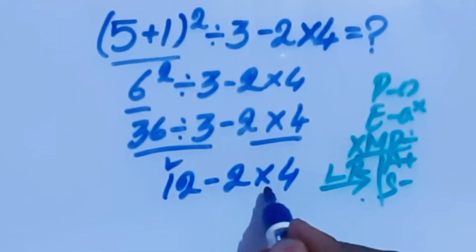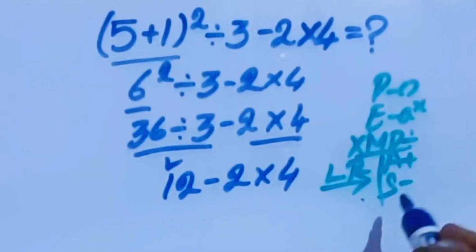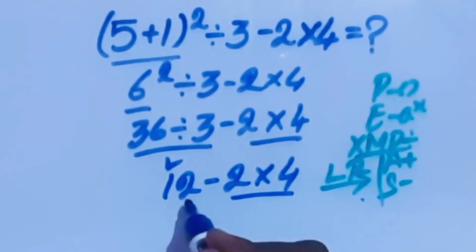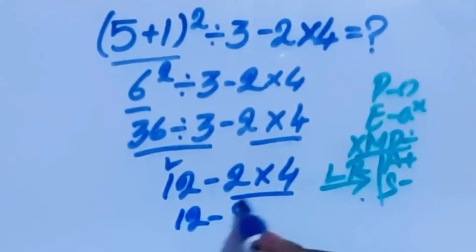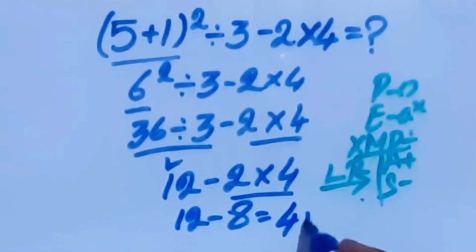Here we have subtraction and multiplication. Multiplication is higher priority than subtraction, so we have to do this multiplication before the subtraction. So here 12 minus 2 times 4 is 8. Here 12 minus 8 is 4, which is the correct answer.